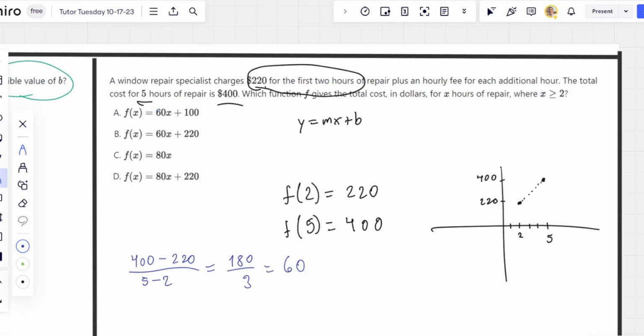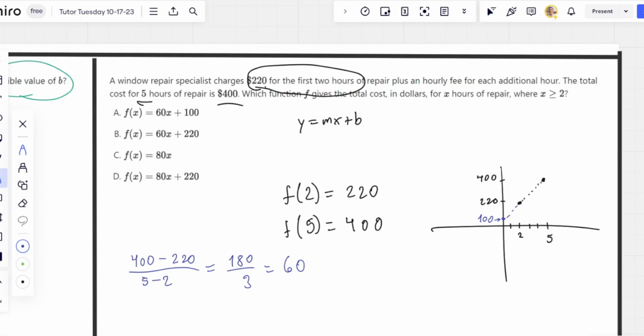Now we just have to figure out the y-intercept. You might think, okay, 220. But again, if we extend this line that we drew right here, it intersects a lot lower, somewhere down here, which we can only guess is going to be about 100.